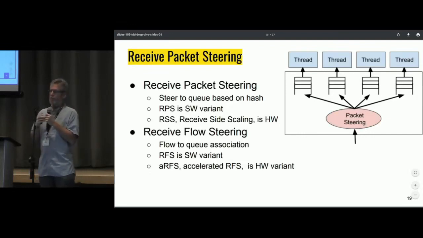An extension of this is something called receive flow steering. In this case, the host itself can actually sort of program for each flow which queue to use. This is a very powerful mechanism. So on a per flow basis, the host can indicate, okay, for this flow, use this queue. There are two variants of this also. There is a software variant and hardware variant.